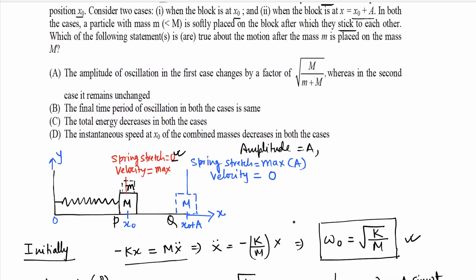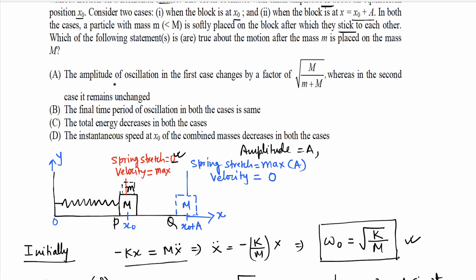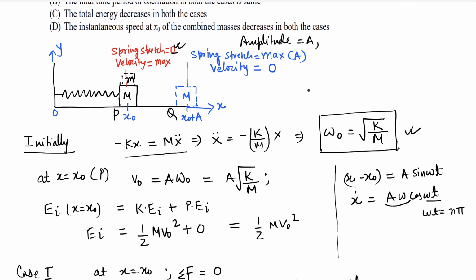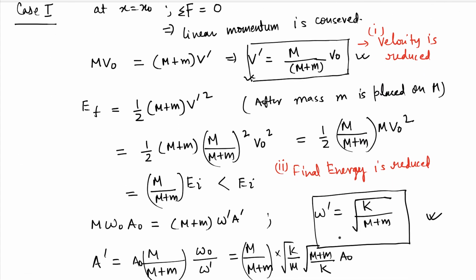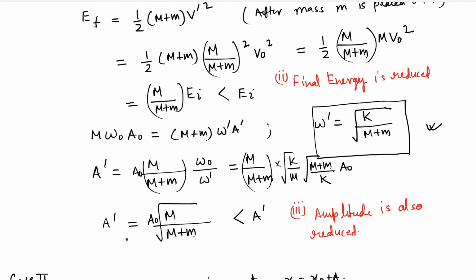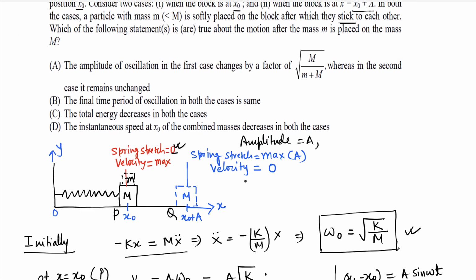So the first option is the amplitude of oscillation in the first case changes by a factor root m by m plus m, and that is correct because we figured out that amplitude is reduced by this much, right? And in the second case amplitude doesn't change, so in the second case it remains unchanged. So this is the right answer.